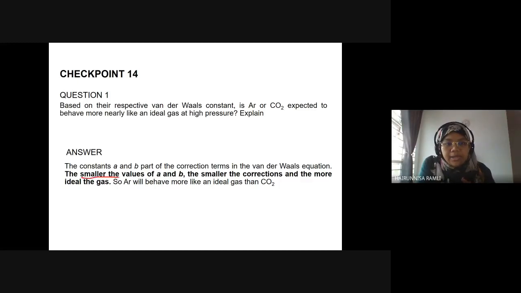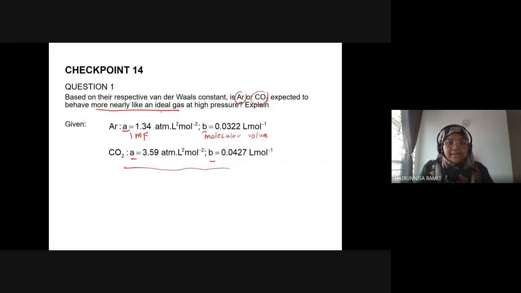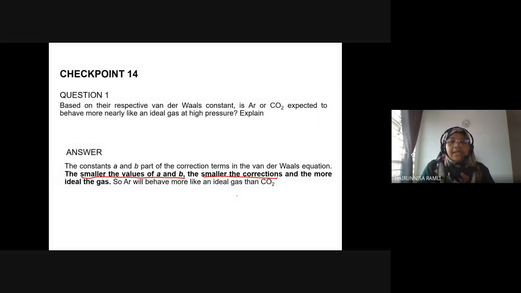The smaller the values of A and B, lagi kecil value A and B, the smaller the correction. Remember, A and B tu kan sebenarnya correction. Dia nak betulkan balik the real gas supaya dia pergi balik menghampiri atau pergi balik kepada ideal gas. Okay, so that's why the correction. So, lagi kecil correction tu, that's why dia kata kat sini, the more ideal the gas. Meaning that, lebih menghampiri ideal gas.